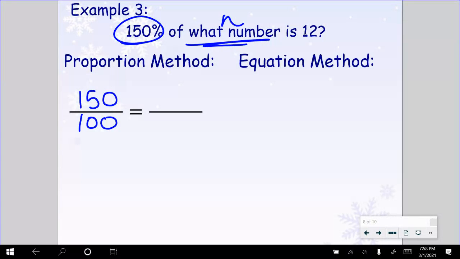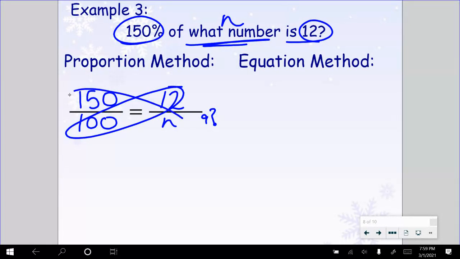150% of what number is 12? Okay, 12 is the part. Now, wait a second. 150 is bigger than 100. In fact, it's twice as big. Well, no, it's 1.5 times as big. So I don't know. What do you think? 9? Something like that? But at least we came up with a good estimate. Now, let's go ahead and use our cross products because Mr. Cowan has not showed you the old-fashioned cross products way, where we're going to set up a new equation.